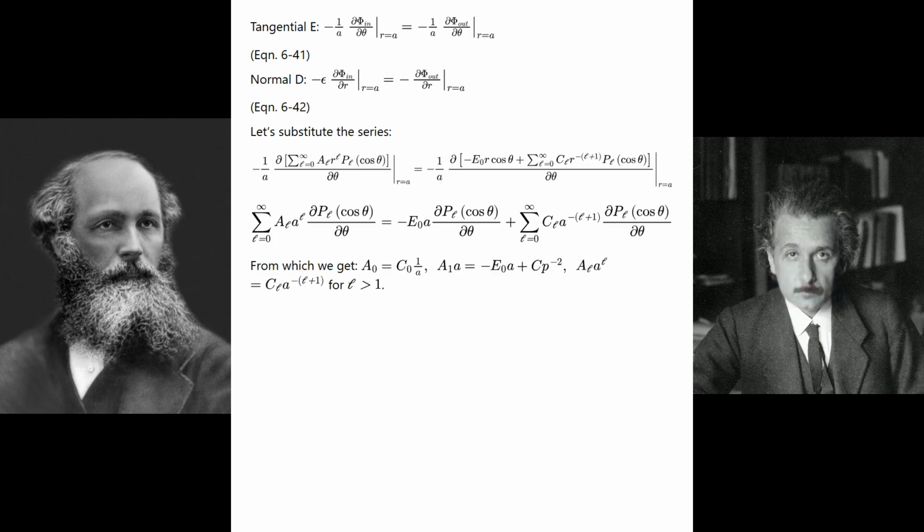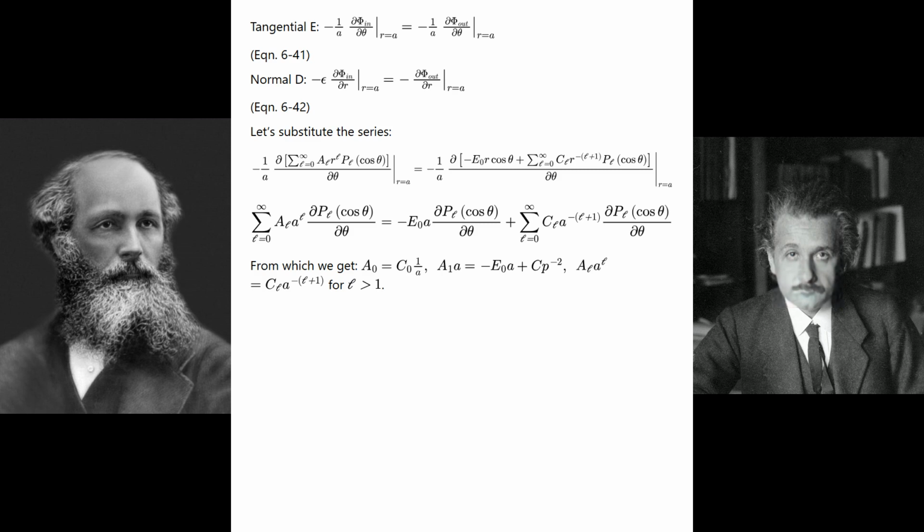Tangential E: negative 1 over r times the partial derivative of Φ_in with respect to theta, evaluated at r equals a, equals negative 1 over r times the partial derivative of Φ_out with respect to theta, evaluated at r equals a. Normal D: negative epsilon times the partial derivative of Φ_in with respect to r, at r equals a, equals negative the partial derivative of Φ_out with respect to r, at r equals a.